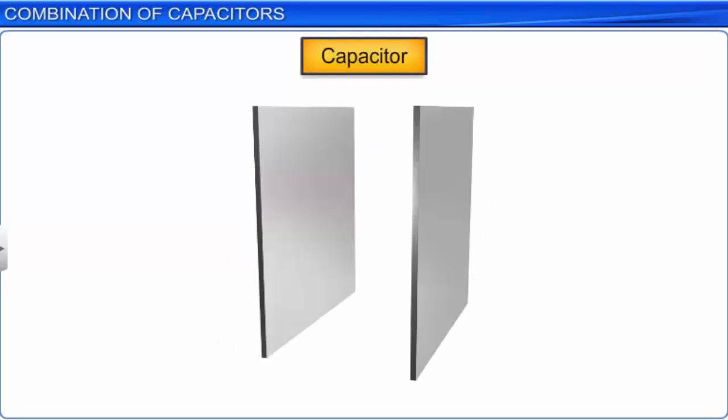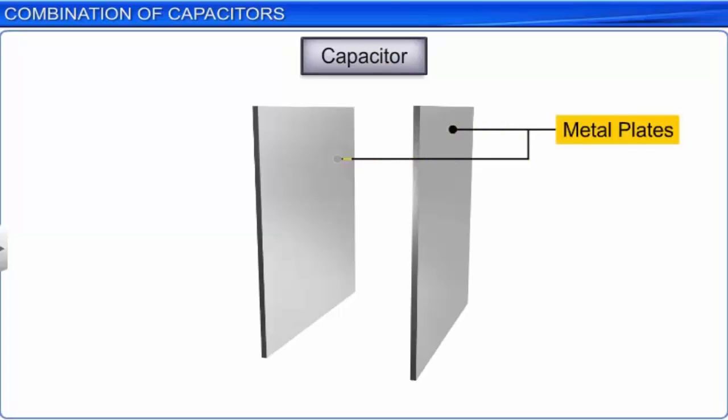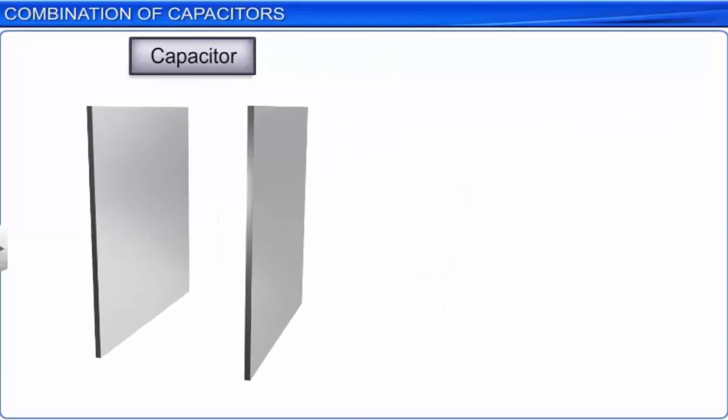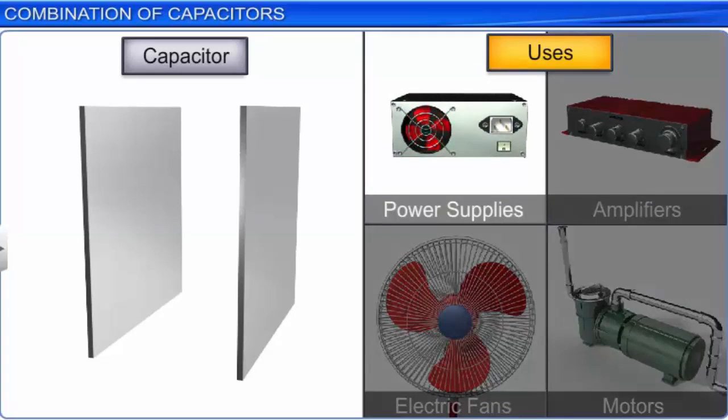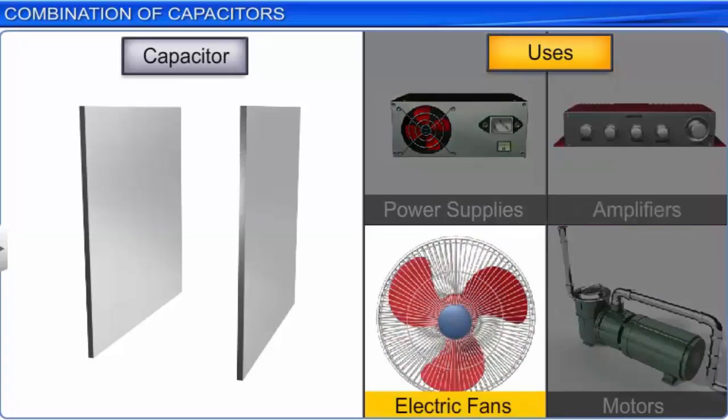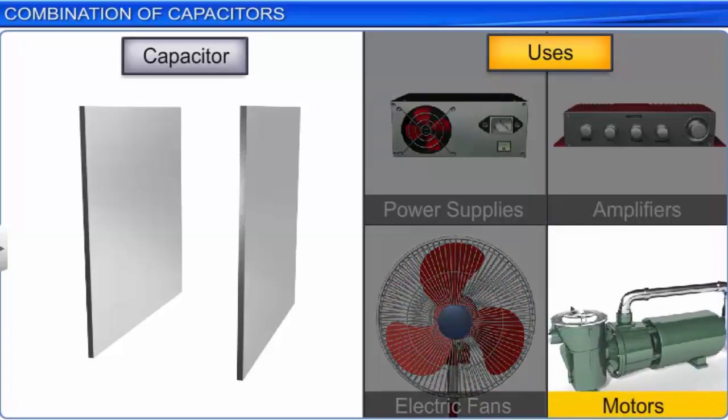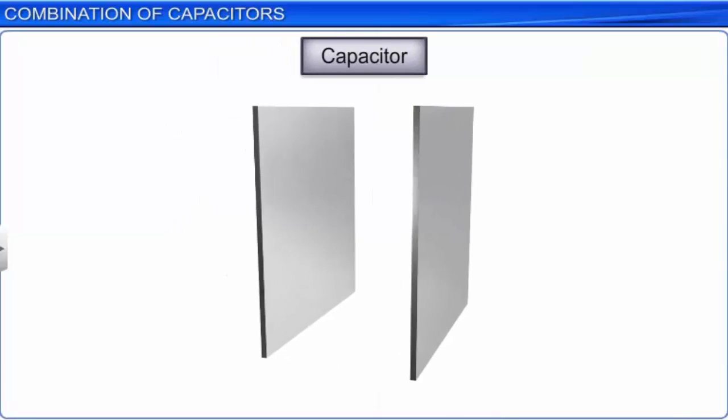We have learnt earlier that a capacitor is an electric circuit element that is used to store charge temporarily. It, in general, consists of two metallic plates, separated and insulated from each other by a dielectric medium. Capacitors having different values of capacitances are used in power supplies, amplifiers, electric fans, motors, etc. It is not always possible to obtain capacitors with the desired values of capacitances. In such cases, the desired value of capacitance can be obtained by a series or a parallel combination of multiple capacitors.